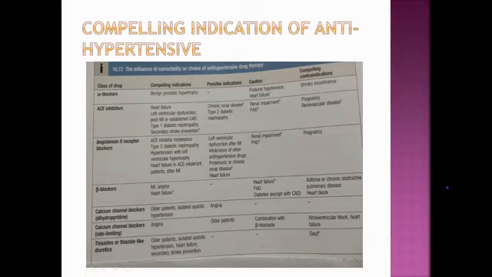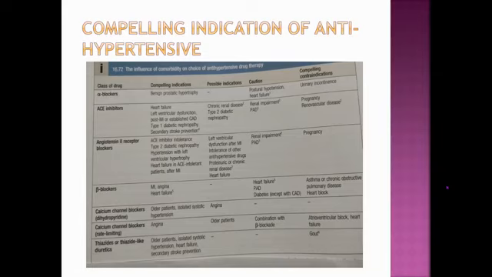So this is called compelling indication of antihypertensives. That is, the patient's condition will compel you to select this drug. There are so many antihypertensive drugs and many classes available. I have taken this picture from Davidson's Medicine, showing how you will choose the antihypertensive drug.